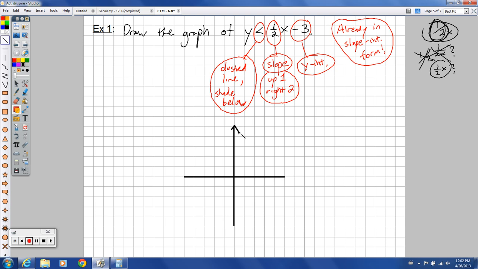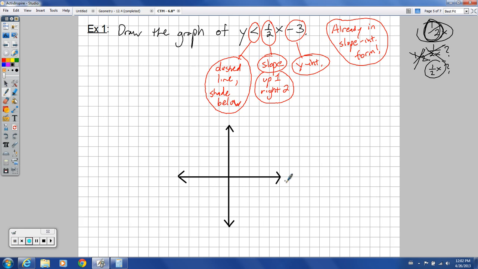So here's my graph. Put my arrows because this goes on forever and ever and ever. This is x. This is y. We're going to say each one is just 1. So where's your y-intercept? It's at -3. So we're going to go on the y-axis and find -3. That's where it crosses the y-axis, where the y-intercept is. So there's your point to start.